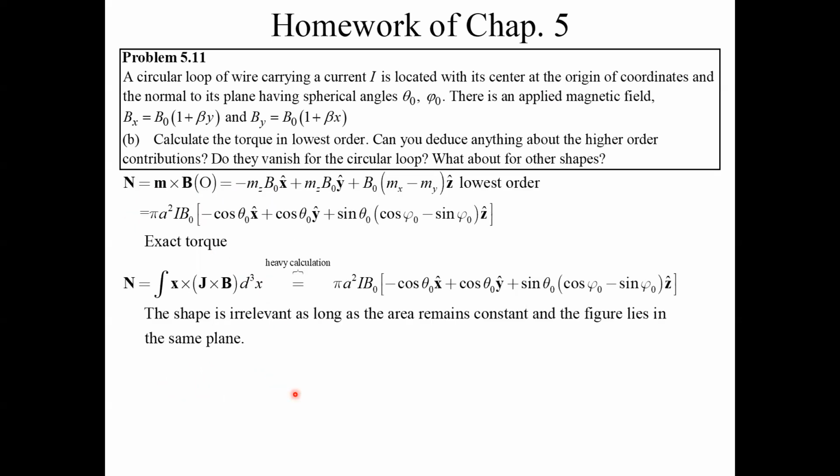And next, we calculate the torque. For lowest order, we just take our B field. The B field is equal to B0 in the x direction and B0 in the y direction. And using the formula, we will get the answer like this.